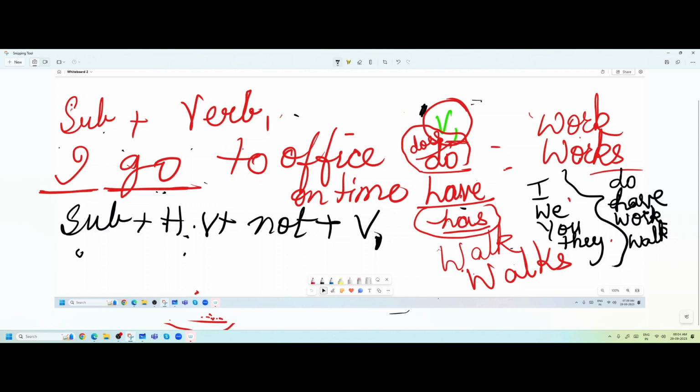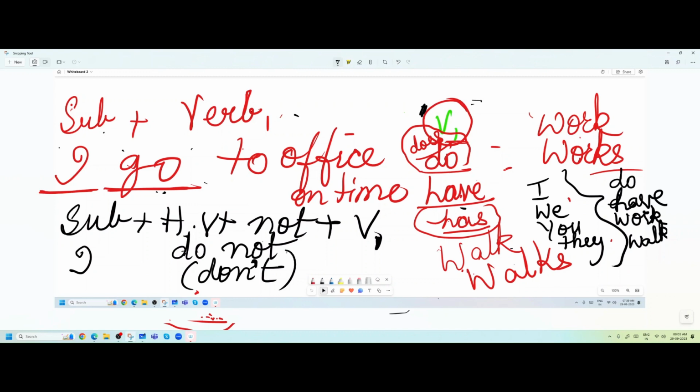So what is the helping verb? Do not. So what is the short form? Don't. And please, this is not used when you're writing. This is only when you are speaking. This is called a contracted form. The O is removed here. So it becomes don't. I don't.